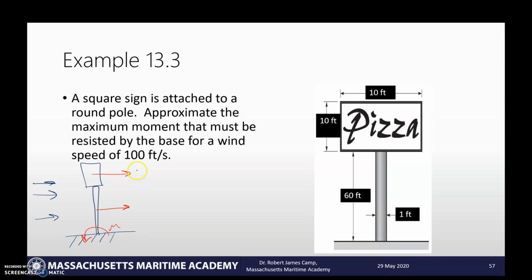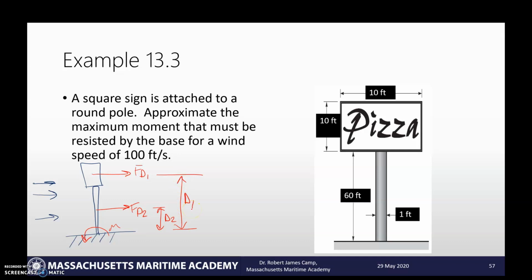So I'm going to need to know what the force of drag at the sign is. I'm going to need the force of drag on the pole, composite body drag. We can just add the drags together to get the overall drag. And I will need this distance to 2, this distance to 1.